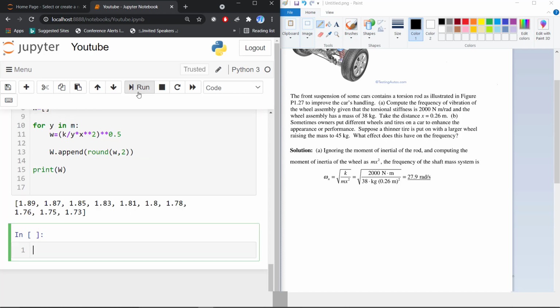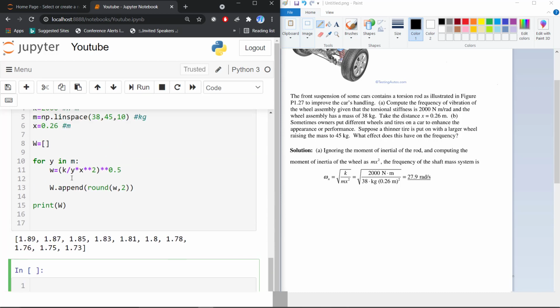If you run this code, you can see that we got some natural frequency, but it is not correct. Y multiplied by x square, I will add the underscore. Now it is the correct one: 27.9 radian per second, and we got our w value.